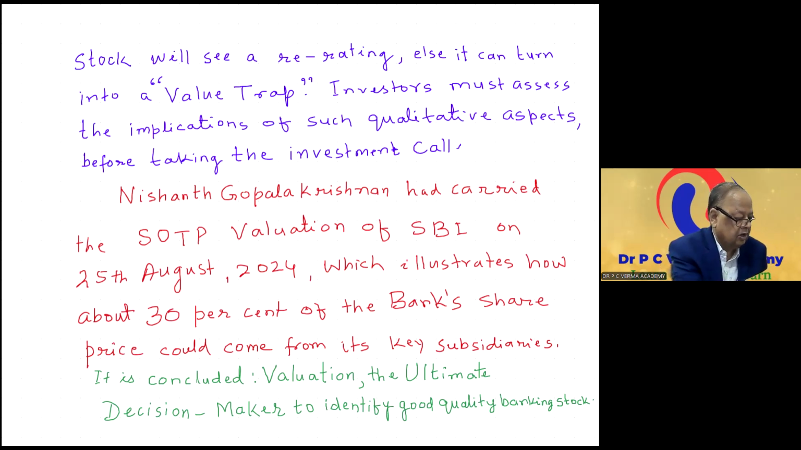And finally, there is CRAR, capital to risk weighted asset ratio, CRAR. This CRAR is very important, indicates a bank's buffer against unexpected losses, calculated by dividing the bank's capital fund by its risk-weighted asset. RWA, risk-weighted asset, is sum of the bank's various assets multiplied by the respective risk weight. Riskier assets have higher weightage.